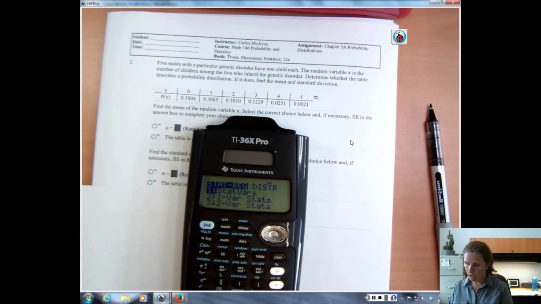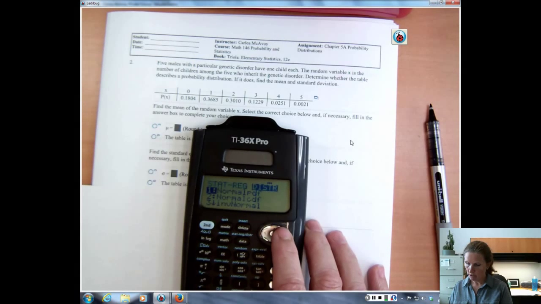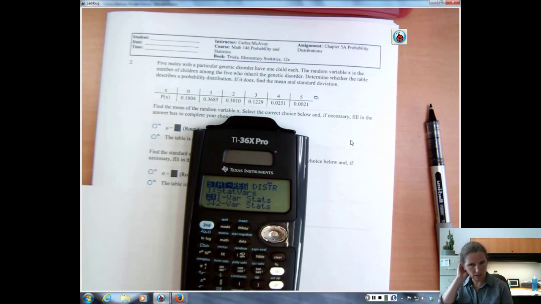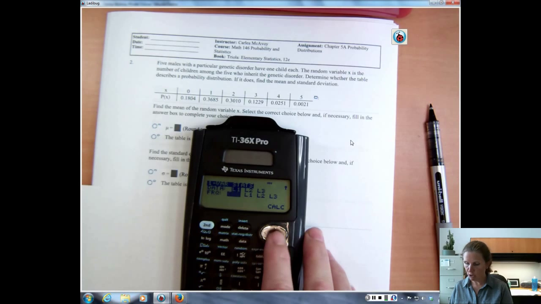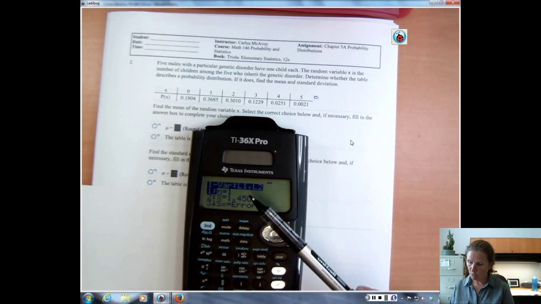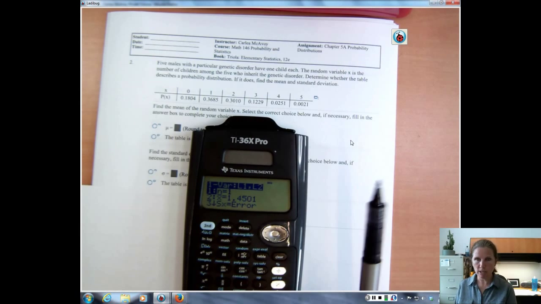All right, so I've just entered all that, and now I'm going to go to second function data, and I'm going to go 1 down here to variable stats, sorry, hit enter. And I have my L1, which is my 0 through 5, so I have data there, and my frequency is the probability that I put in that second column. So I want to hit enter so that that's highlighted, and now I'm going to calculate, and it's going to give me the mean.